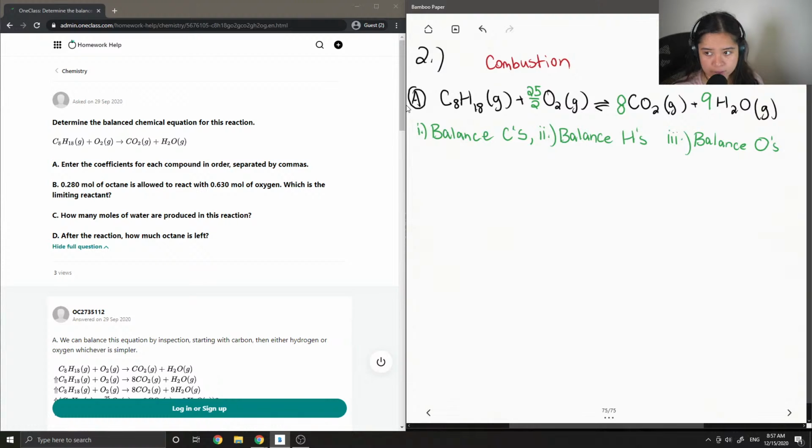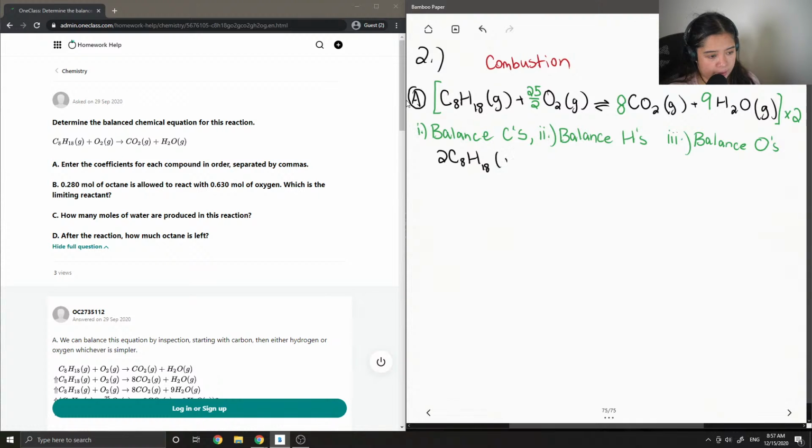Okay, so we're not quite done yet. Sometimes it might be easier to not read a balanced equation having a fraction. So to get rid of the fraction, I'm just going to multiply this whole thing by 2, and then I'm going to write my new balanced equation just below right here.